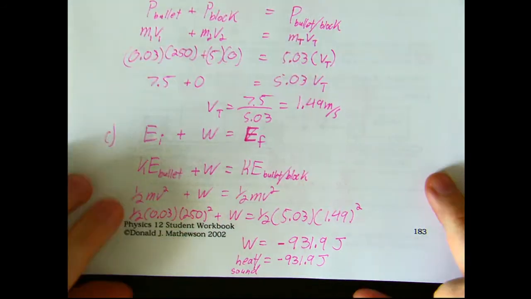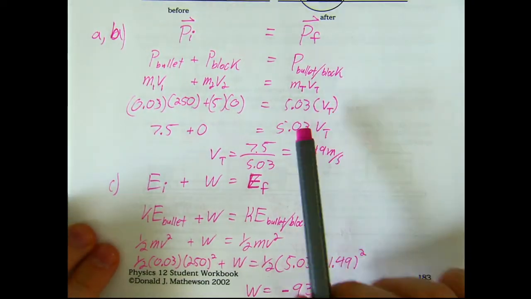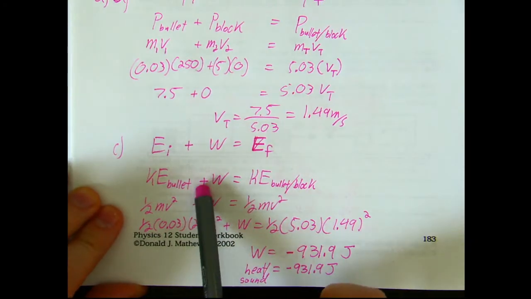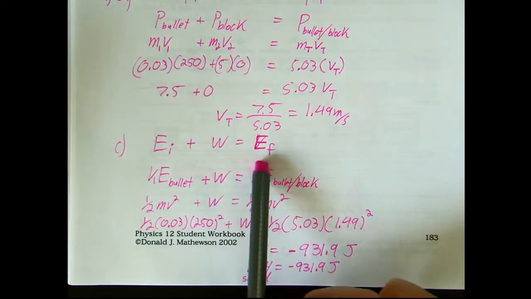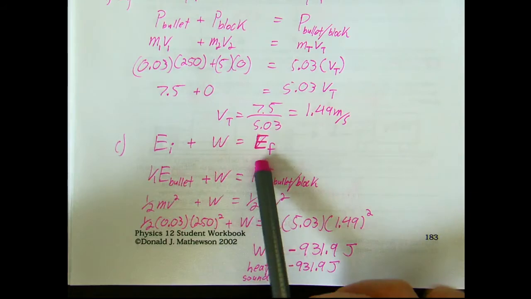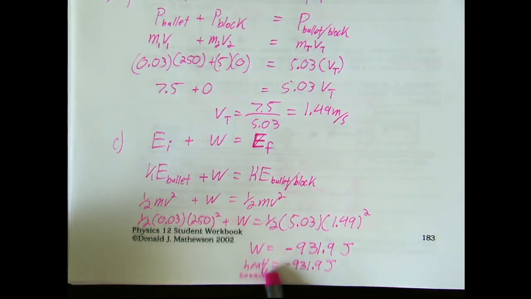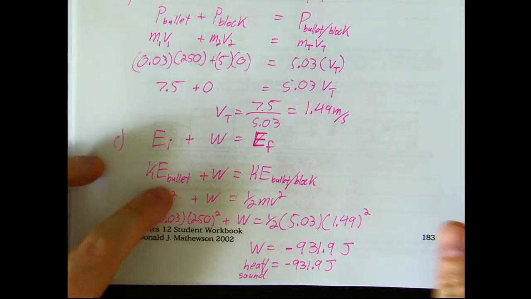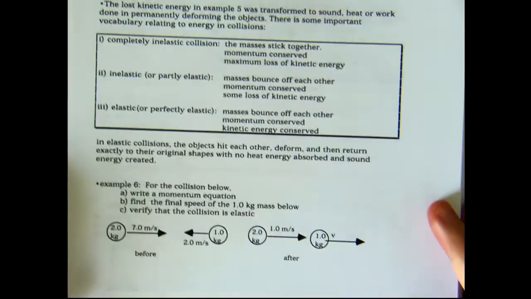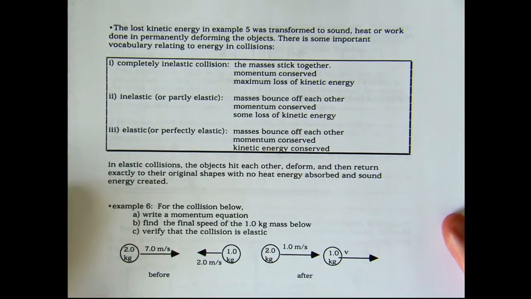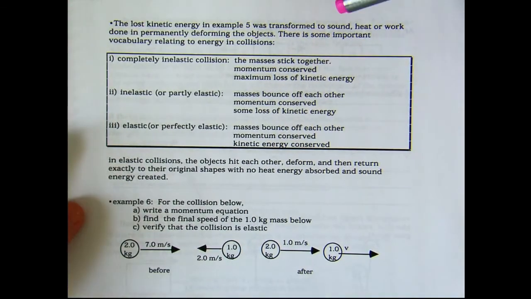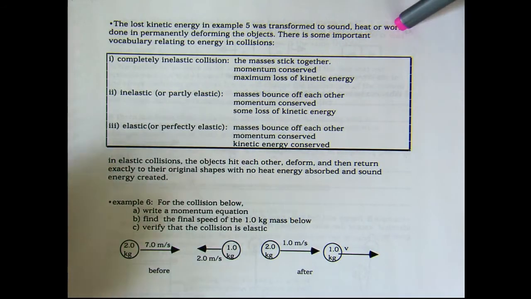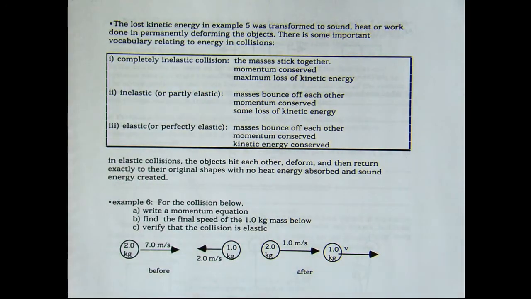So we can see here that we used conservation of momentum to figure out the total final velocity, and then we used energy conservation, the work energy equation, work energy theorem, to figure out that energy, in this case, actually wasn't conserved. We lost energy out of the system. So the lost kinetic energy in this example was transformed into sound and heat. It also could have been the work done in permanently deforming the objects.